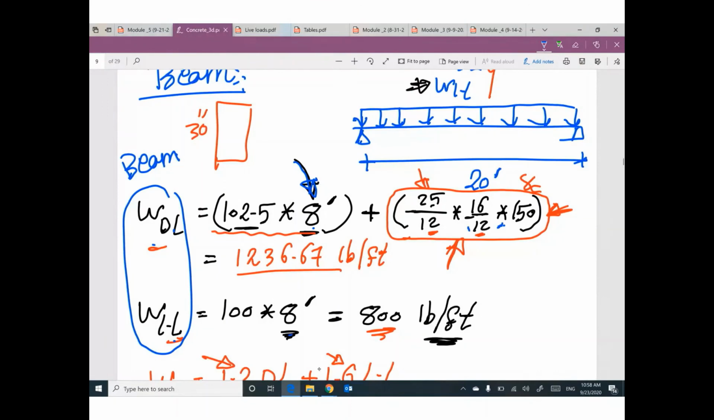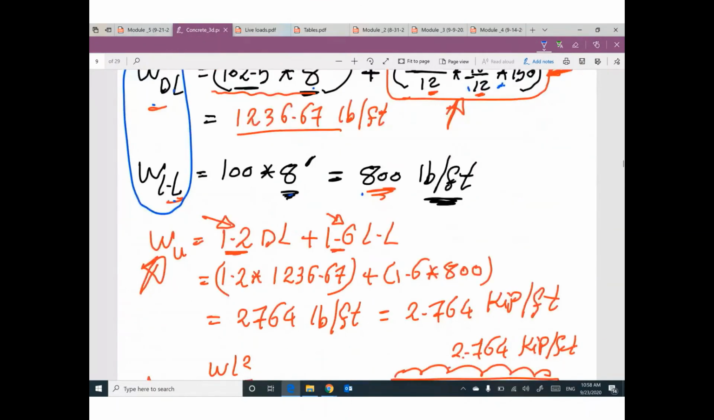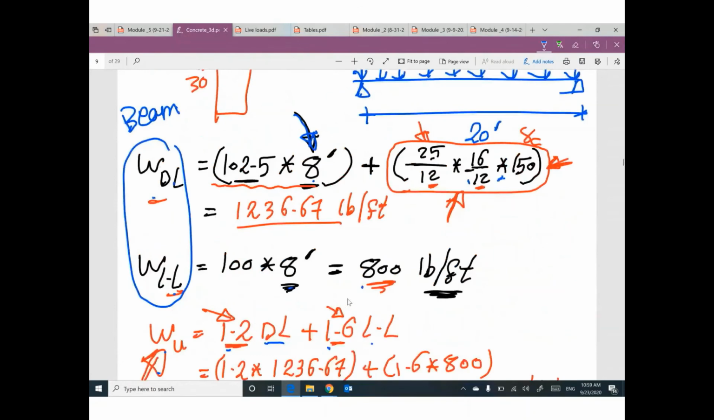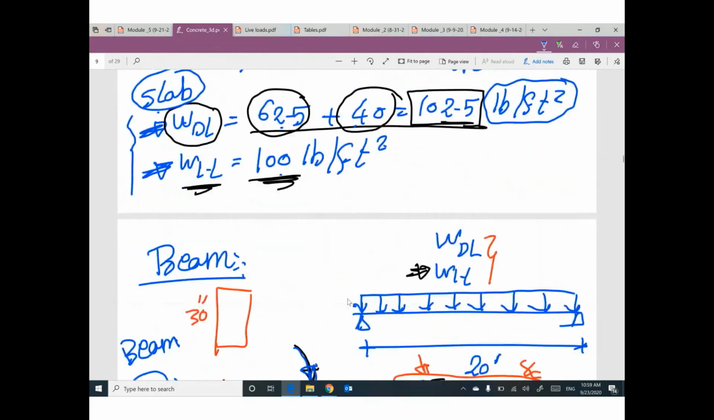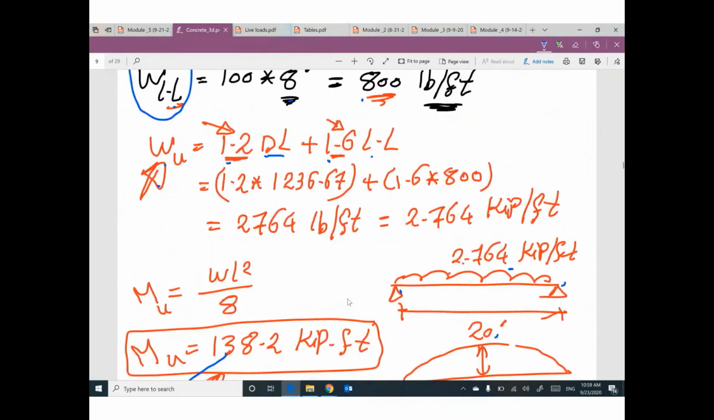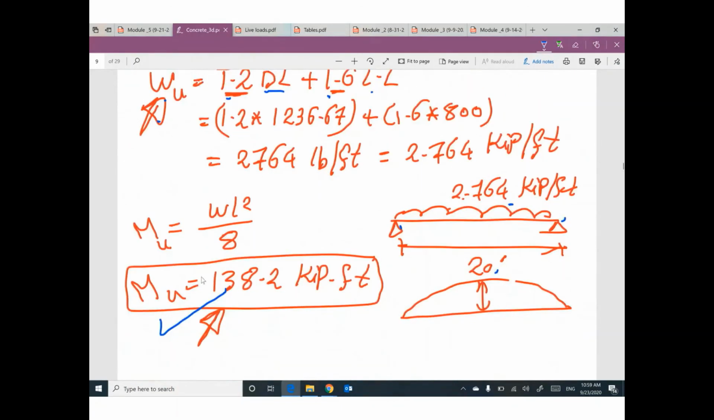Once you get dead and live load on the beam, I can figure out the ultimate load by multiplying dead load by 1.2 and live load by 1.6. Once you get the ultimate load on the beam, your beam is simply supported with a span of 20 and you have a distributed load, so I can figure out the value of moment. It's a story. You need to start first with the slab, then the beam, then the combination W ultimate, then you can figure out the value of M ultimate.